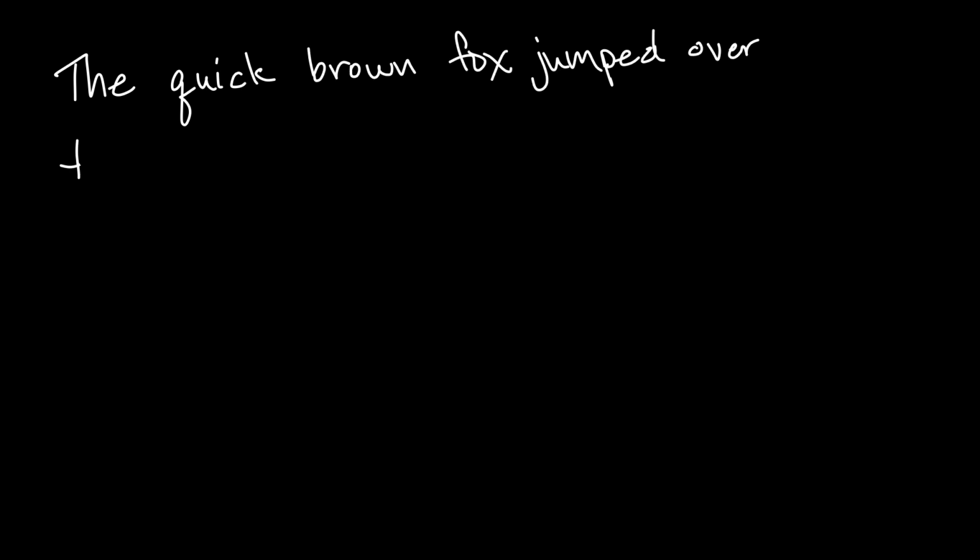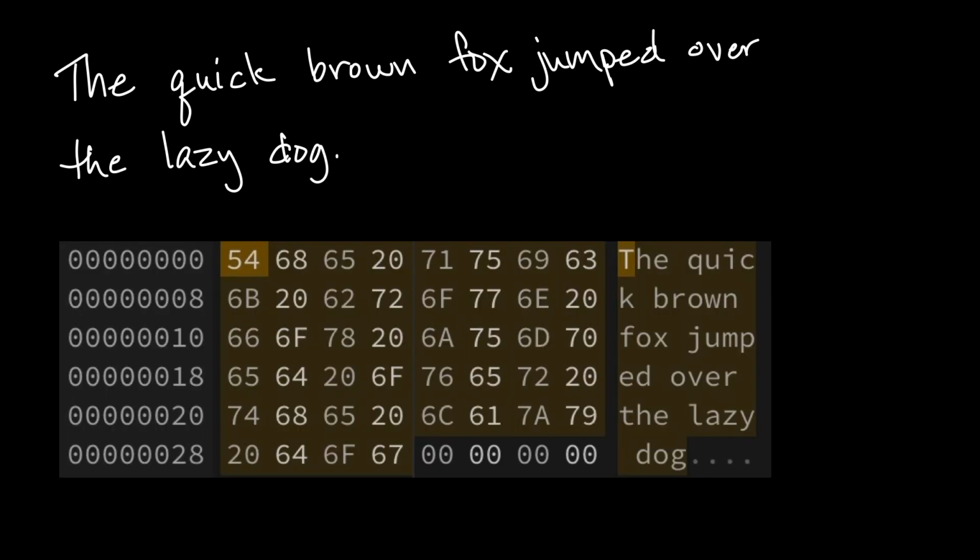So say I've got this sentence. The quick brown fox jumped over the lazy dog. It's got one of each English letter. So what does it look like on a computer? This is what it looks like in a hex editor. A hex editor is a way of looking at data in memory.